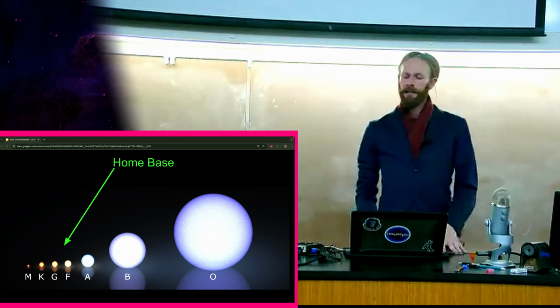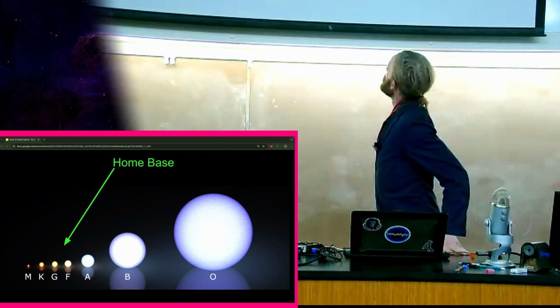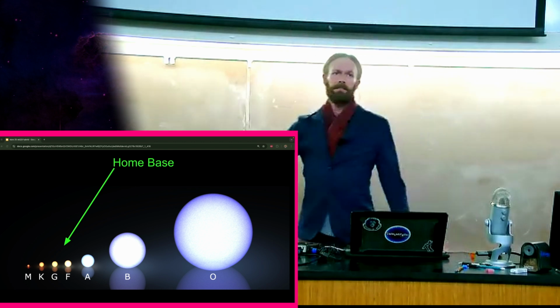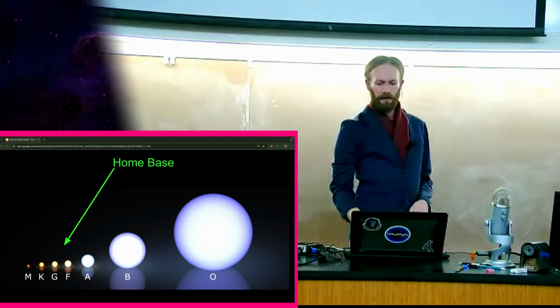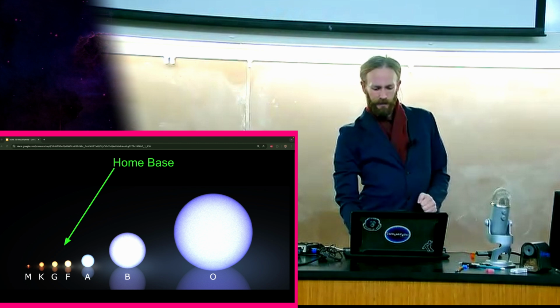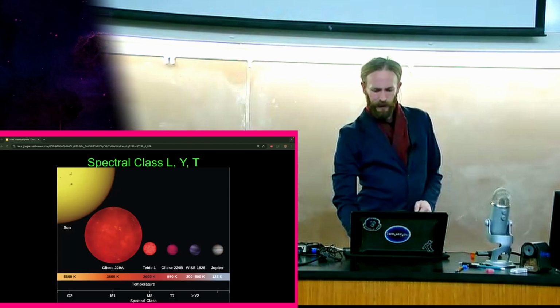Nice G-class yellow dwarf. That's our sun. They get much, much bigger. And it turns out they're mostly much, much smaller. So we'll talk a little bit about some of these spectral classes.